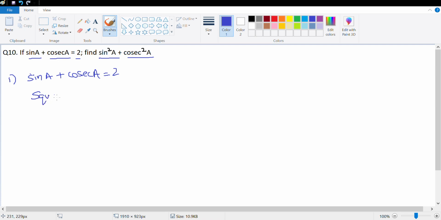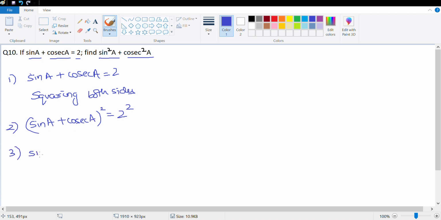Let's square both sides. So squaring both sides, what I get is sin A plus cosec A whole square is equal to 2 square. Now this is in the form x plus y whole square, which means this would be x square plus y square plus 2 into xy. In this case, sin A multiplied with cosec A is equal to 2 square, which is 4.